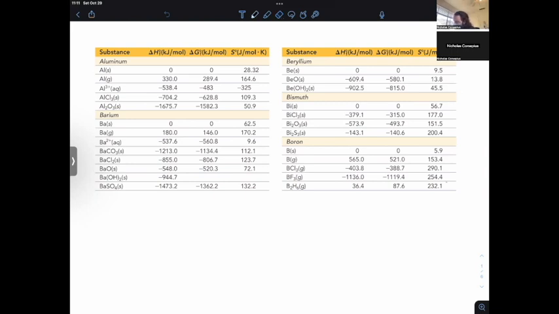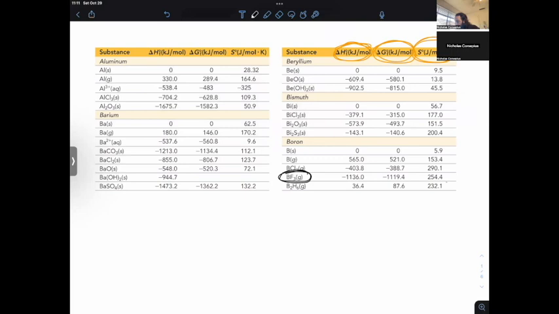Right, so what we see is this giant table where what's listed at the top is the enthalpy, the free energy, and the entropy. And we have that listed for a bunch of different compounds here. So let's focus on one here. We'll go to BF3.